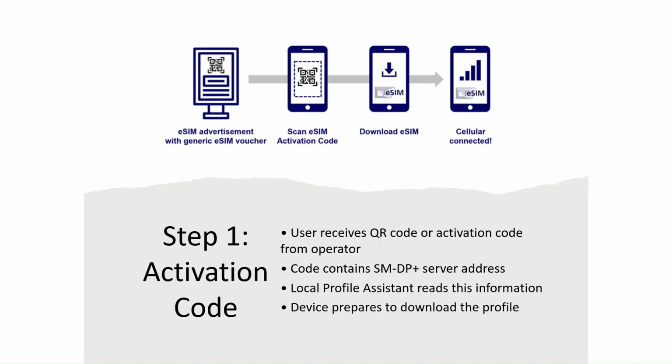In many cases, this is delivered as a QR code. The activation code usually contains 3 pieces of information: the protocol version, the address of the SM-DP+ server, and a unique activation code. When the user scans the QR code, the phone's Local Profile Assistant reads this information and prepares to download the profile.